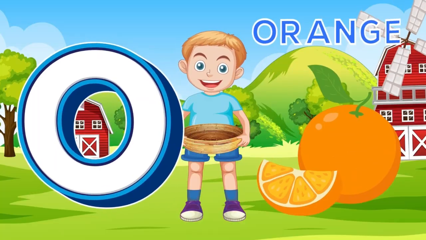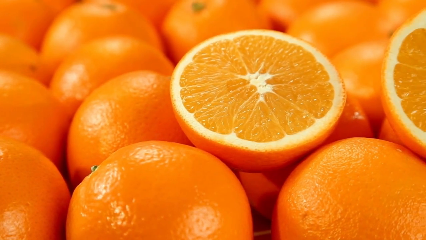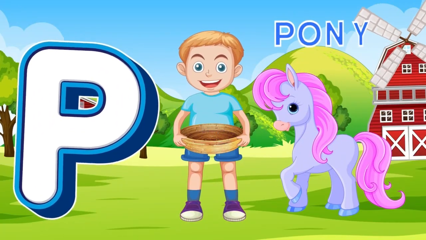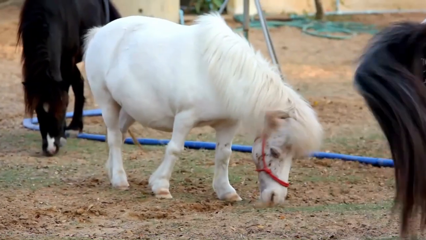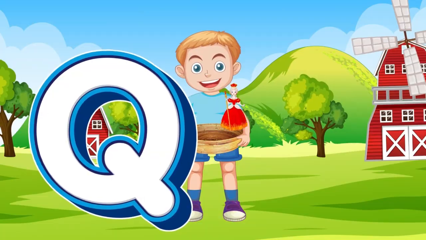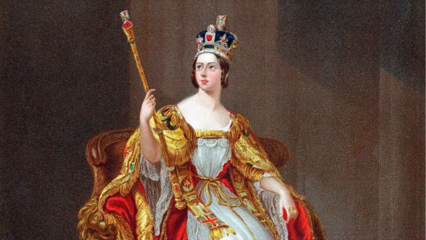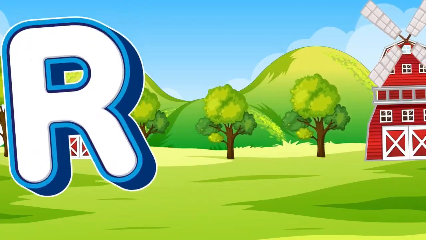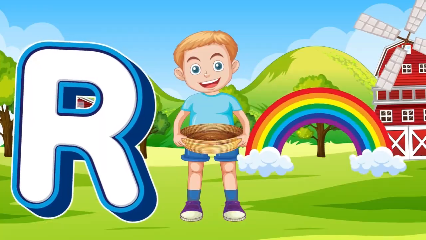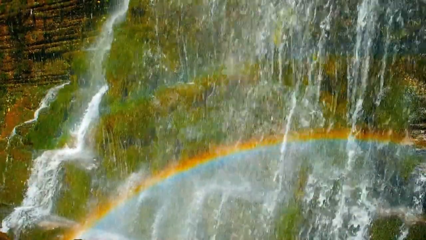O is for orange. P is for pony. Q is for queen. R is for rainbow.